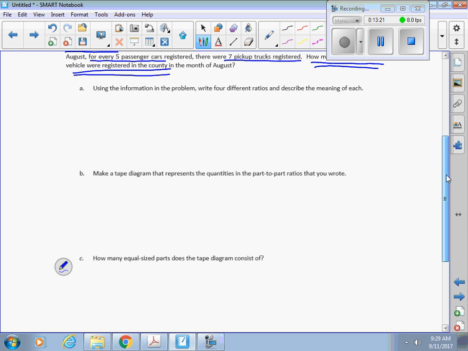William? 5 to 7. So let's write cars to pickups equals 5 to 7. Very good. All right. Who can tell me, if we're using the ratio 5 cars, 7 pickup trucks, what's the cars to total then? Again, save the 192. We're not using that right now. How many cars were there?